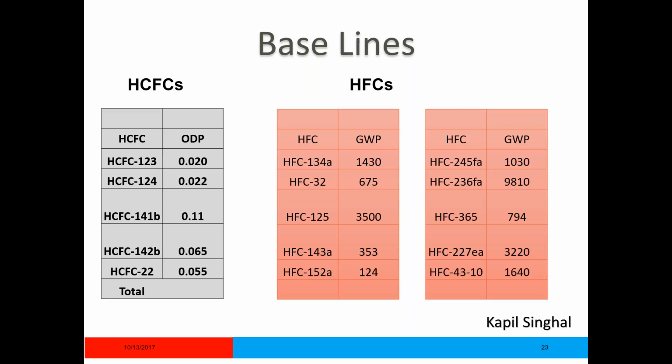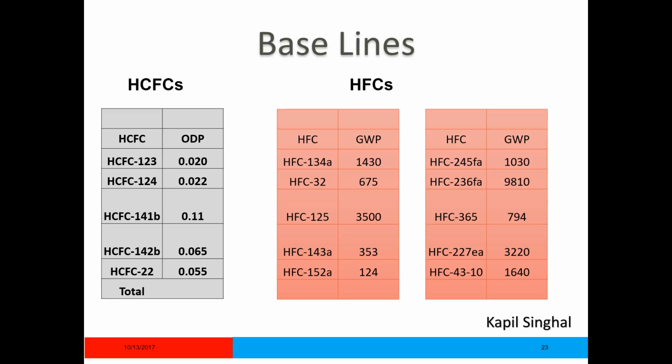143 is also one of the blend components which is used in 404A and all. 152A is a blend component, plus it is also used in certain applications and has a very low GWP of 124 as compared to the rest of the others. There are some additional HFCs which are not commonly used as refrigerants, but they will also be covered under this, and so there will be a different basket.